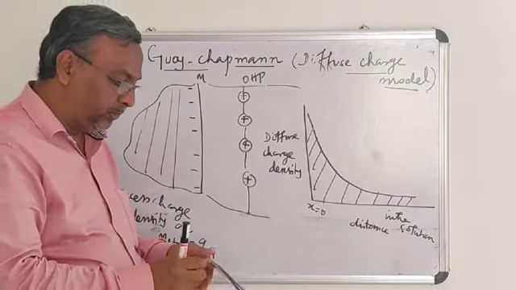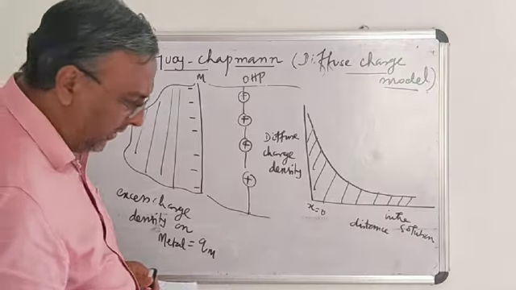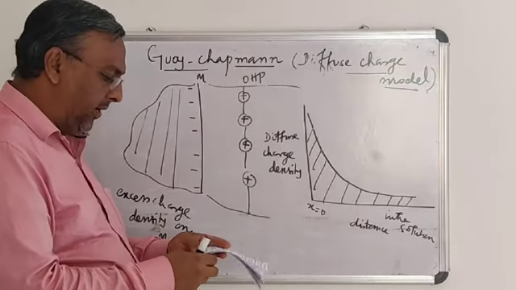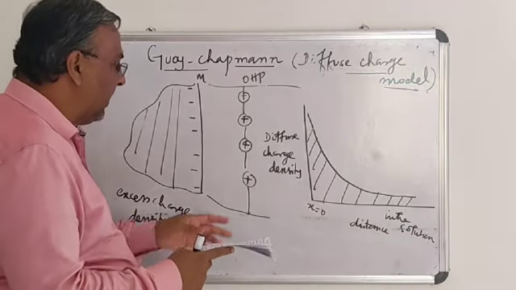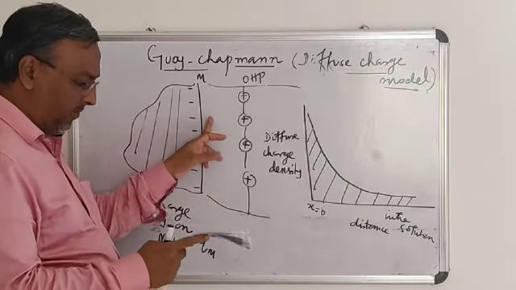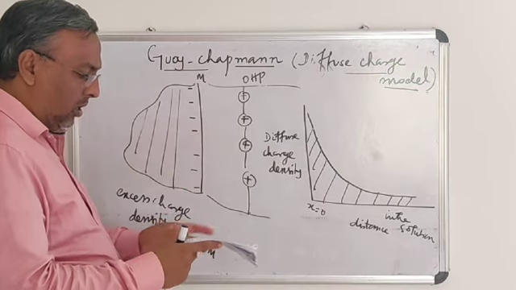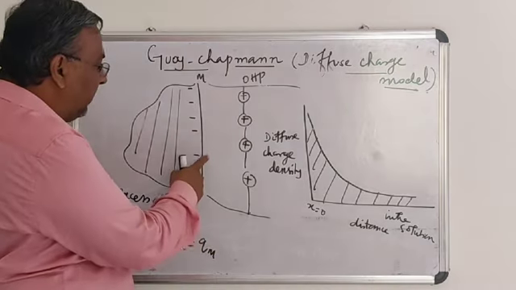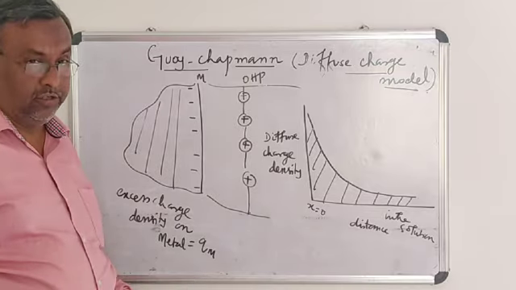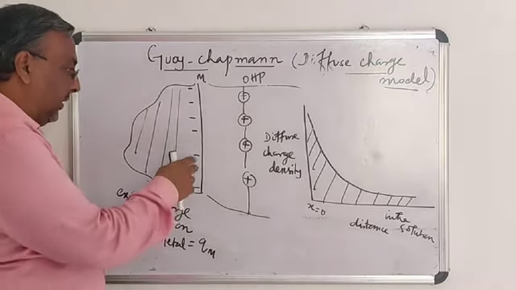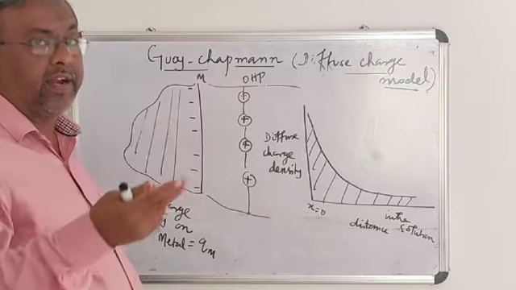Next, the point given by Debye-Chapman is that since the electrode has an ionic cloud here, the Debye model resembles the theory of interionic attraction in solution. Okay, it gives the resemblance of interionic attraction.